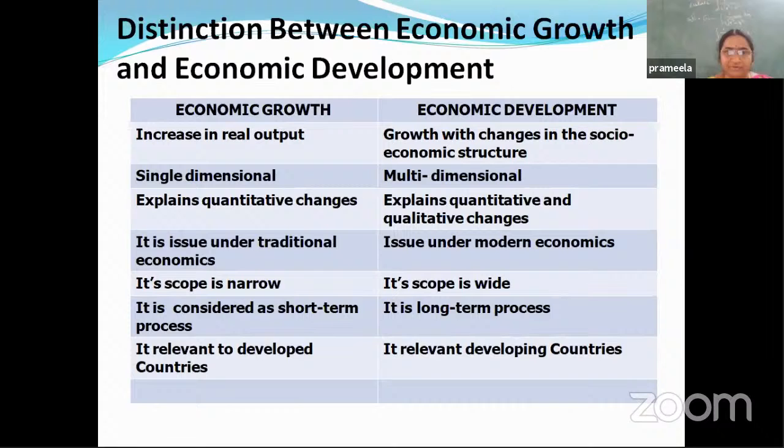Next, the differences and variations between growth and development. Growth explains only the quantitative changes in the economy, that is, how much the output increases in all the sectors for a certain period of time. But development explains both quantitative and qualitative changes. The quantitative changes are how output increases in different sectors of the economy, and the qualitative changes are social, economic, cultural, and technical. All these things are analyzed in economic development.